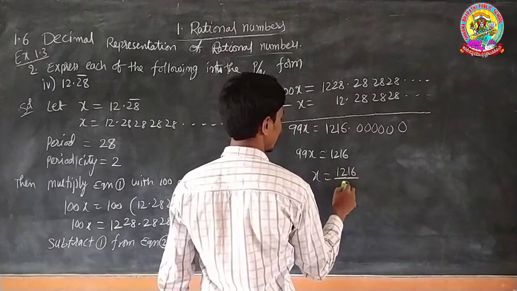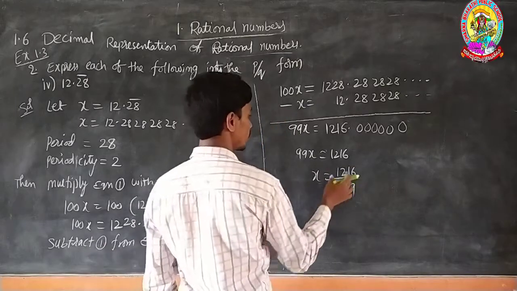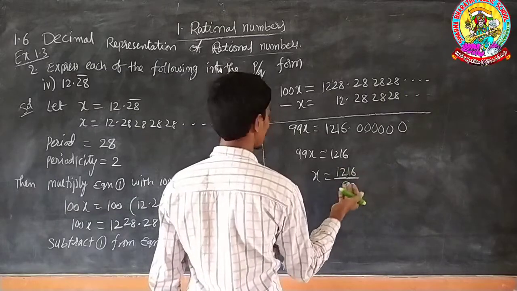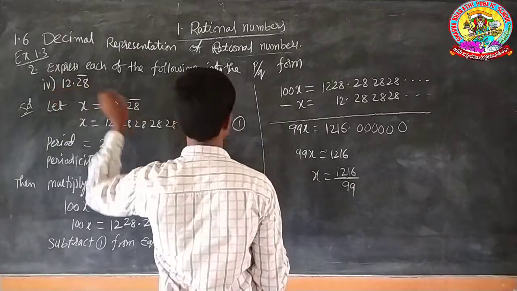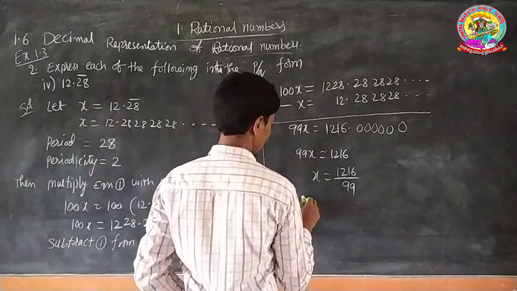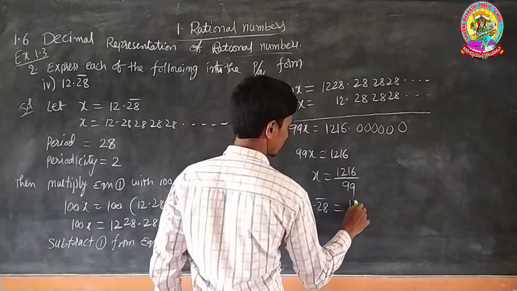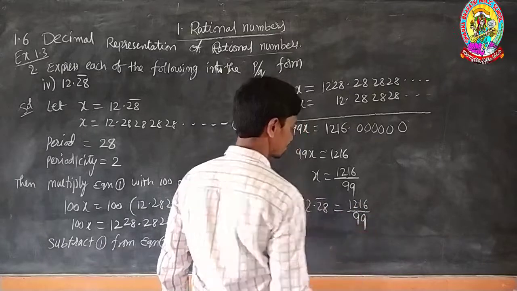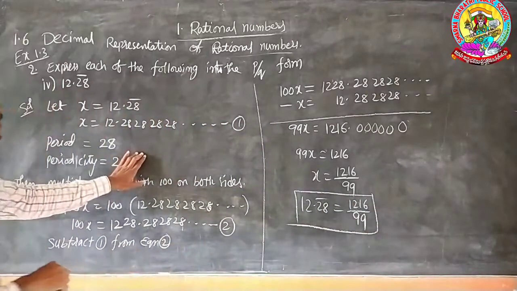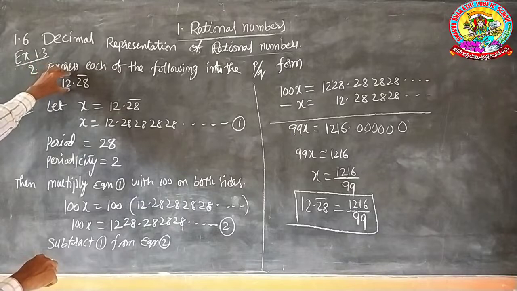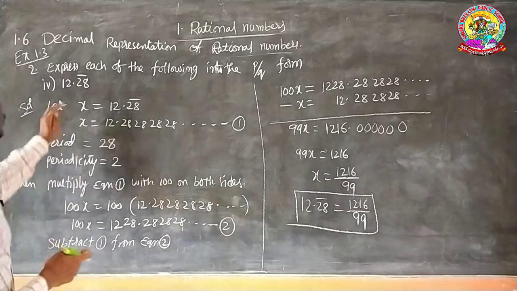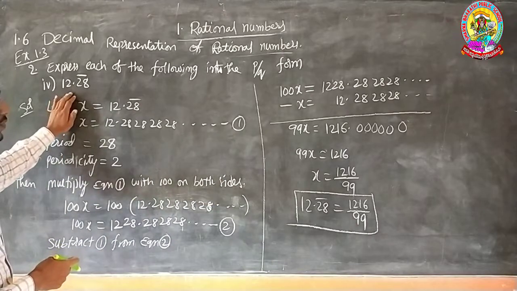x is equal to 1216 by 99. If there is any common factor in both numerator and denominator, you can get the simplest form of this fraction. Here there is no common factor. So 12.28 bar is equal to 1216 by 99. By using this method, you can easily convert a non-terminating recurring decimal into a rational number. You must follow this procedure when the sum is given for 4 marks.